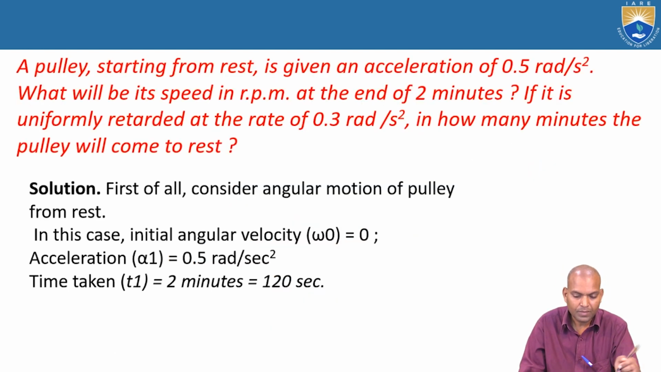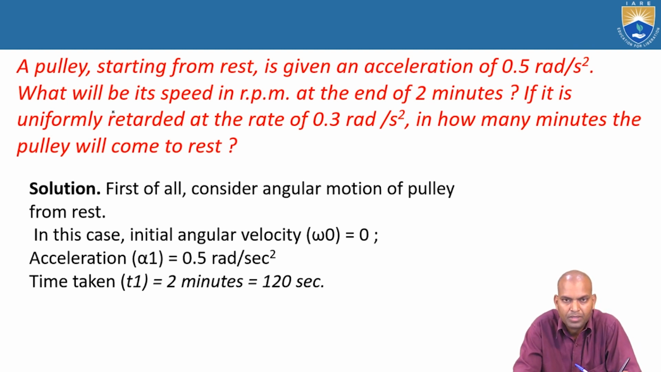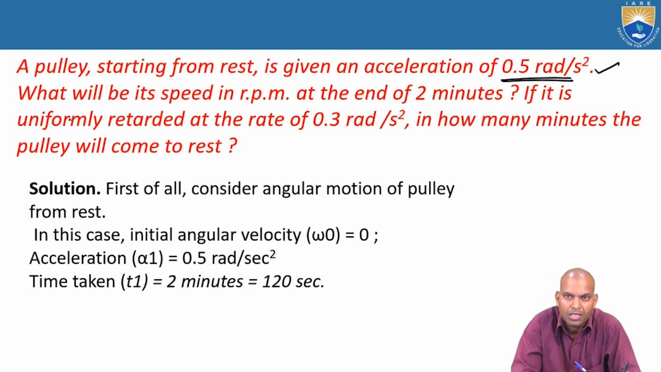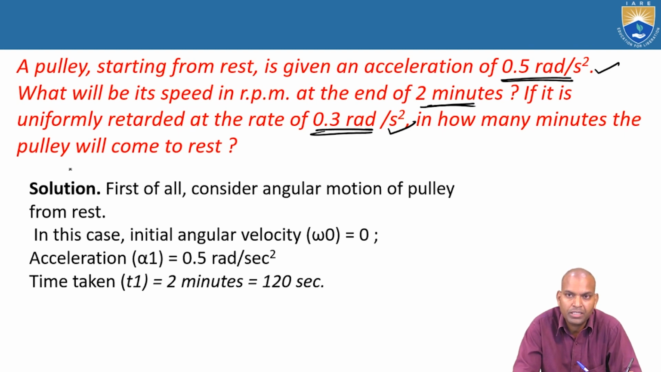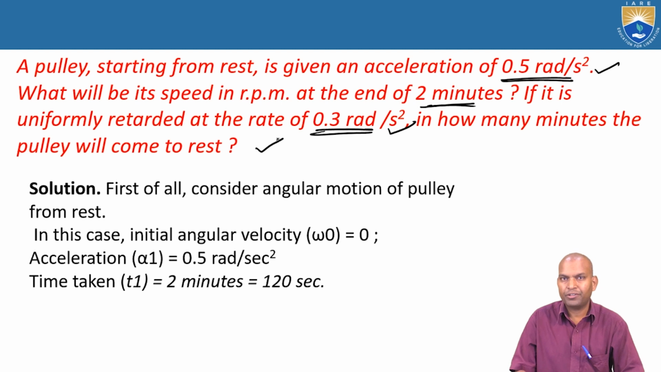Now, another problem here: a pulley starting from rest is given an acceleration of 0.5 radians per square second. What will be its speed in RPM at the end of 2 minutes? If it is then uniformly retarded at the rate of 0.3 radians per square second, in how many minutes will the pulley come to rest? This is what we need here.